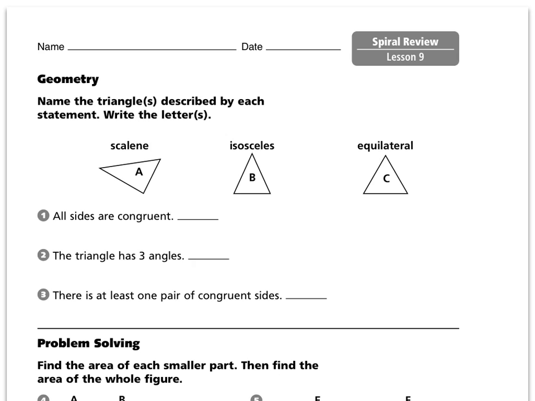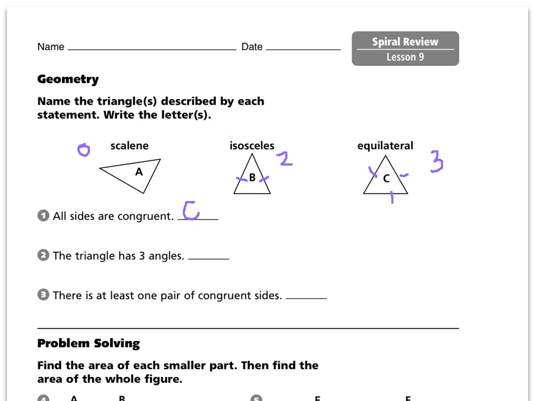So we need to figure out scalene, isosceles, and equilateral. Well, I know in scalene, 0 sides are congruent. In isosceles, these 2 sides, so only 2 sides are congruent. In equilateral, I know all 3 sides are congruent. So all sides are congruent would be an equilateral, which is letter C.